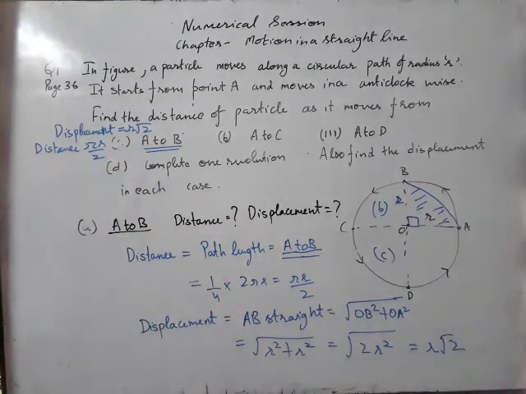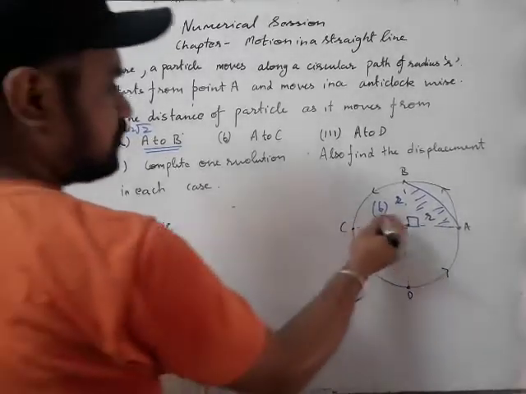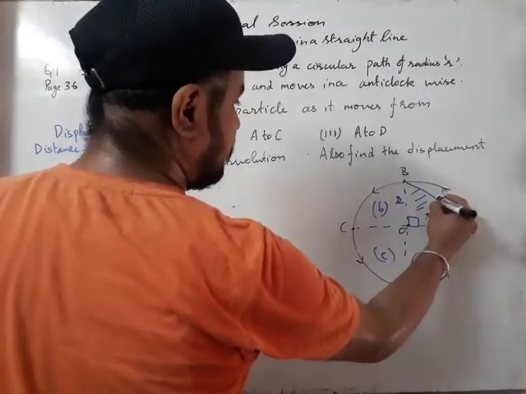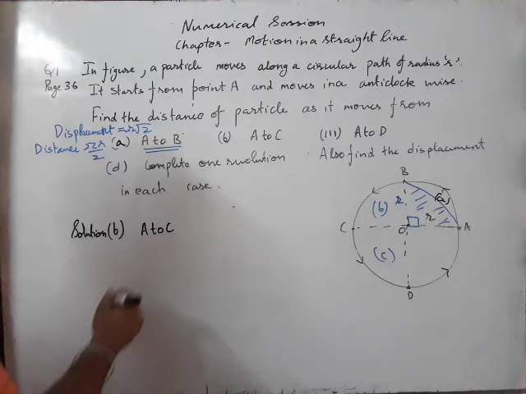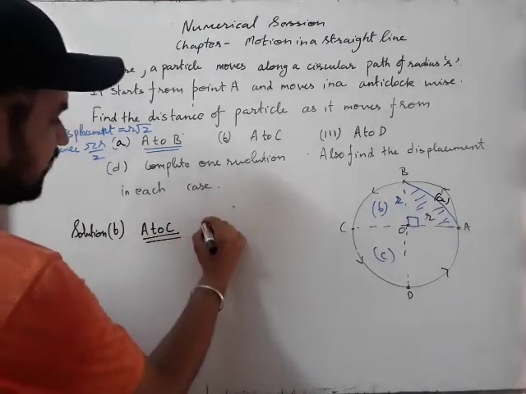Now we will shift to the second portion, that is A to C. We have to find distance and displacement both for the A to C portion. The A to C portion includes the A and B portions complete. So for A to C, firstly we will find distance.